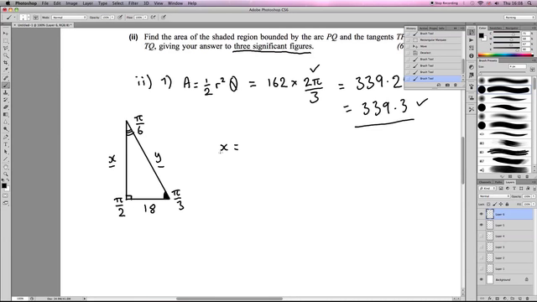So x over sine pi over 3 is equal to, now I know this one, so I'm going to use that one, 18. I'll move this a bit as well so it looks a bit neater. 18 over sine pi over 6. So x is just this times by this. So let me just quickly work it out.